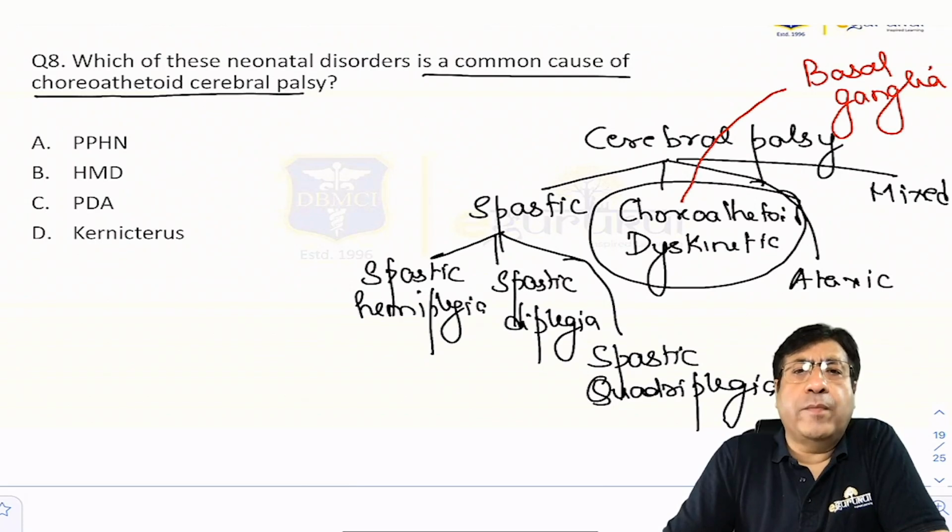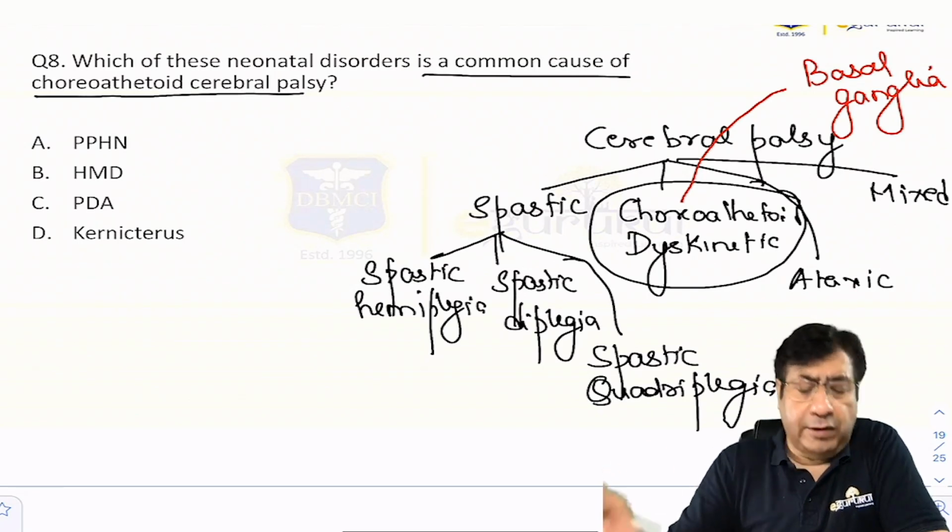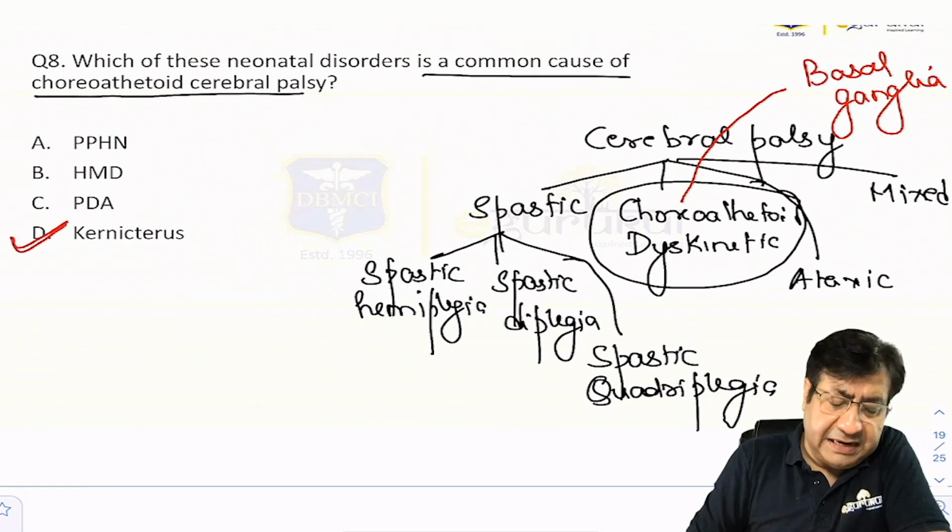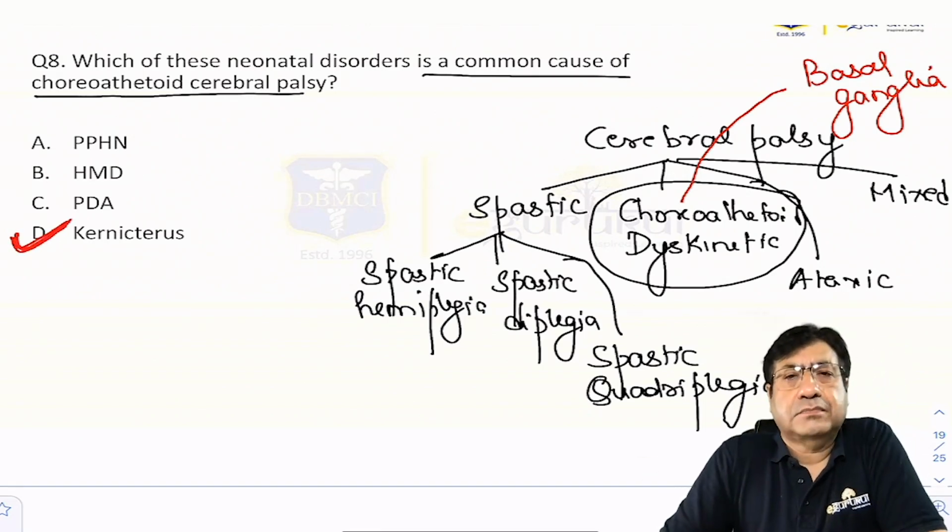Ataxic cerebral palsy is more commonly because of damage to the cerebellum. But dyskinetic cerebral palsy is because of damage to the basal ganglia. And one of the most common neonatal disorders associated with damage to the basal ganglia is kernicterus. Very high bilirubin levels in a newborn often can cross the blood-brain barrier and get deposited in the brain, particularly in which area? The basal ganglia. So kernicterus is a well-established cause of a dyskinetic or choreoathetoid cerebral palsy.